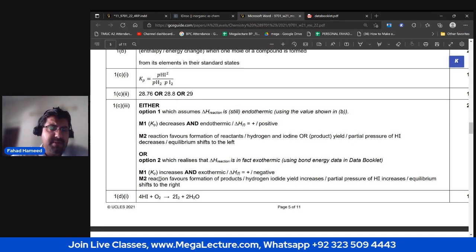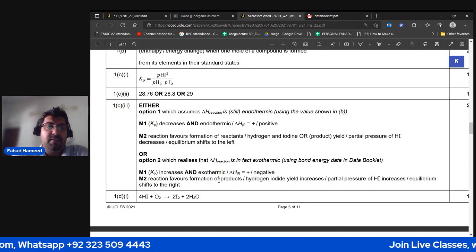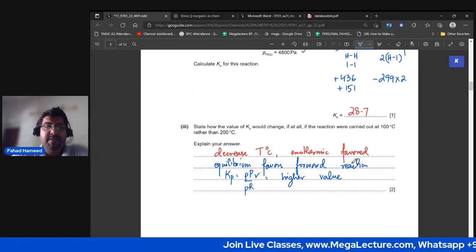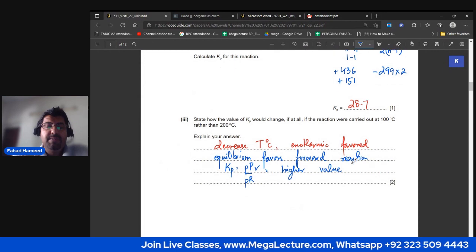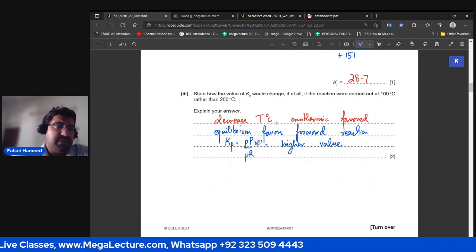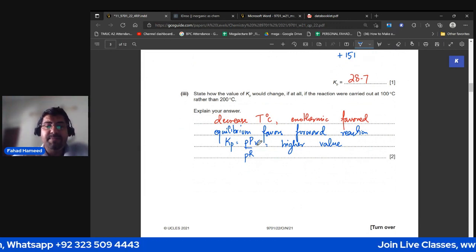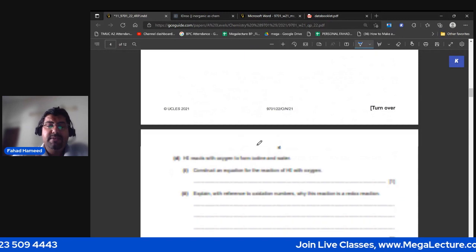Did we get mark number 2 for this? We did get Kp increases, and we did write that there's more formation, or the equilibrium shifts to the right. We did quote that equilibrium favors the forward reaction. I mean, you could have been clearer on this, that the partial pressure of the products would increase, or the partial pressure of HI would be higher. So that's it for this one.